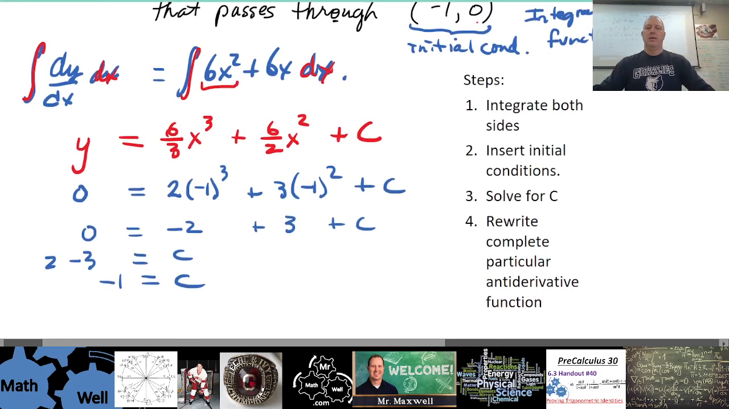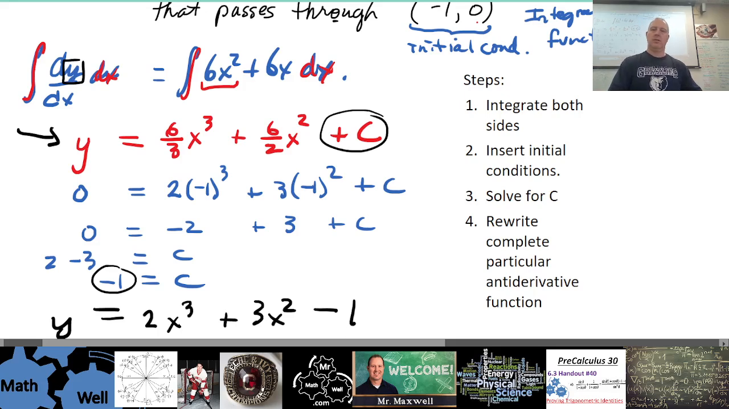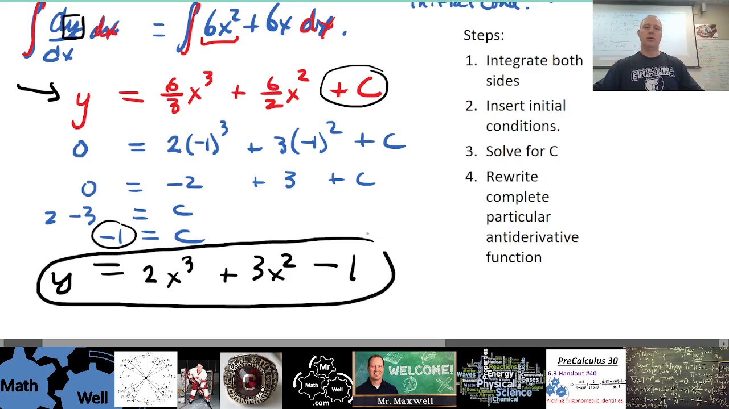Awesome. Okay, so now we'll rewrite the equation, and again, this is what we're rewriting really, right here, with the c now being -1. It's easy as that. So y equals, and yeah, y seems to be our function name there, so y equals, I'm going to simplify this obviously, right? 2x cubed plus 3x squared minus 1. And that should be our solution, okay, the particular solution there.